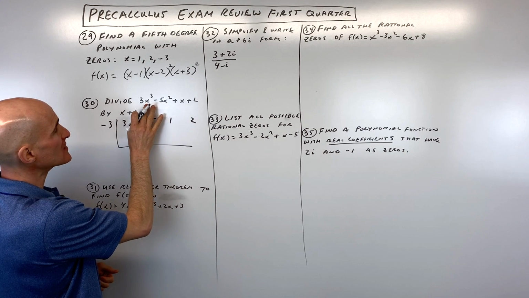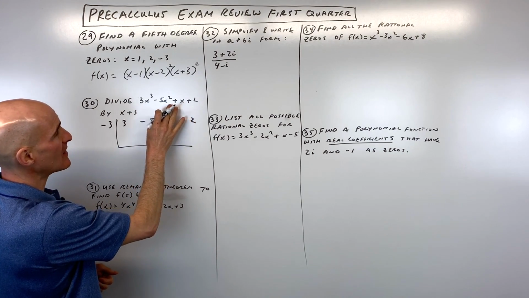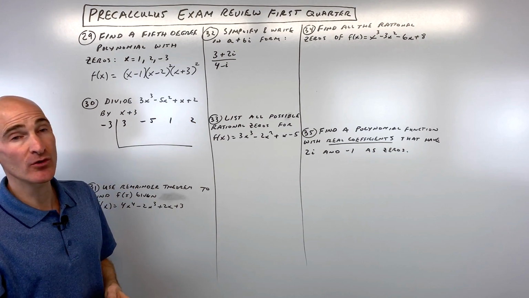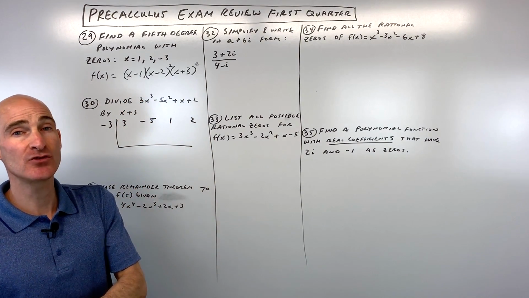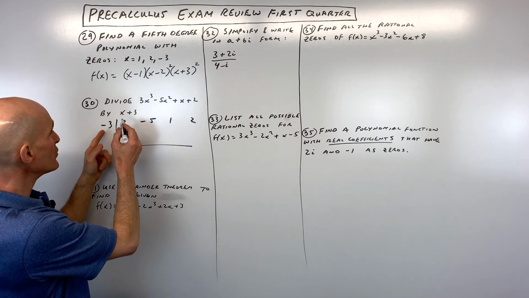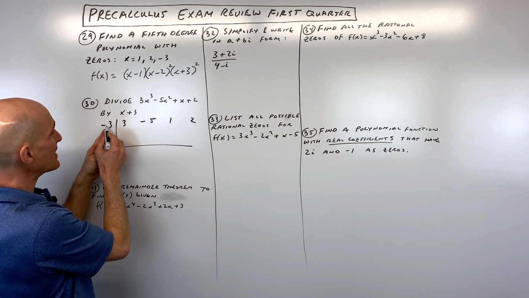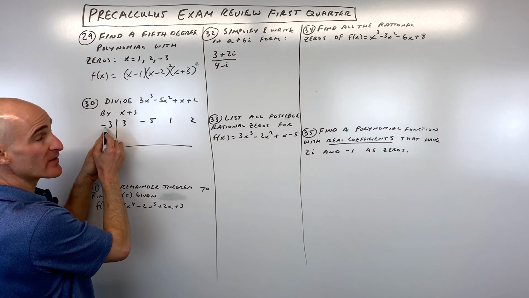1, and 2. Now, if it skips over from x cubed to x, for example, you'd want to put a placeholder of a 0 there. You want to make sure it goes in descending order, and if any terms are missing, again, put that 0 as a placeholder. When you divide by x plus 3, you want to use the opposite sign here, negative 3. If this was x minus 3, I would make this a positive 3.